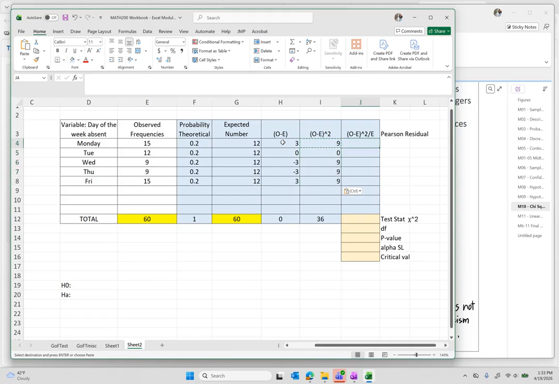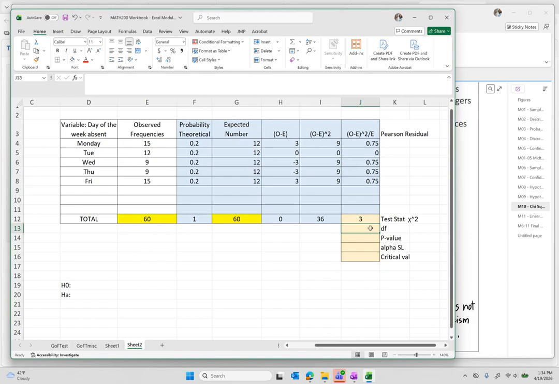And then I want to find the Pearson residual by taking the squared quantity that I found, the squared residual, and dividing it by the expected value. The expected number is 12 here, in my G column. So I'm going to do that and copy down. And if you remember, the test statistic chi-squared is the sum of those Pearson residuals. So if I do a sum of all of these residuals above, then that will give me my chi-squared test statistic of 3, which is what I found.